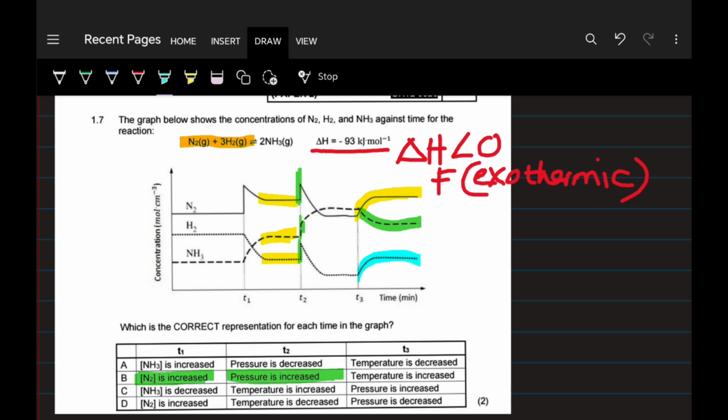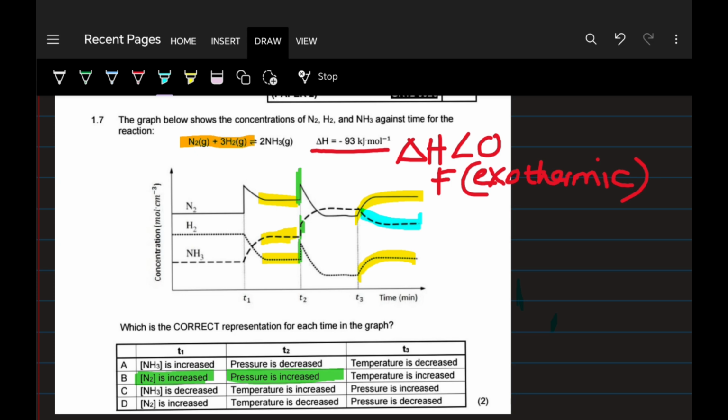Just know that this is temperature. Here, the concentrations of the reactants increase. The concentration of nitrogen increases, and also the concentration of hydrogen increases, but only the concentration of the product, ammonia, decreases.